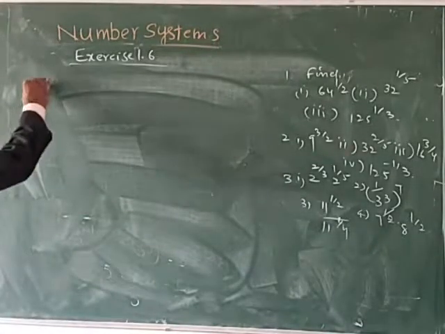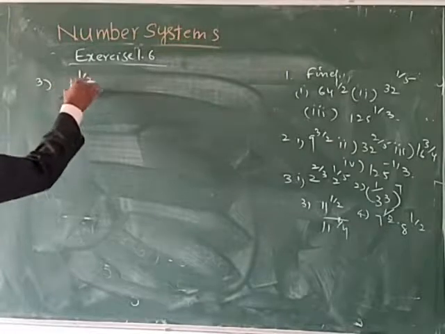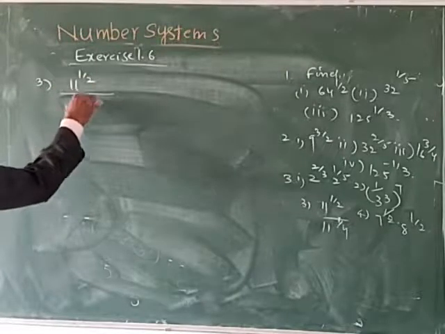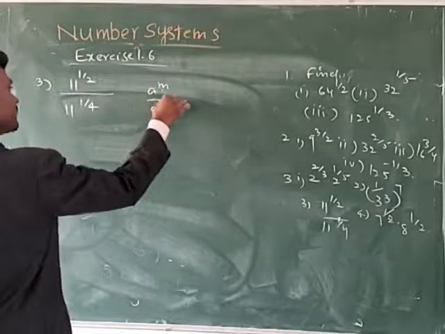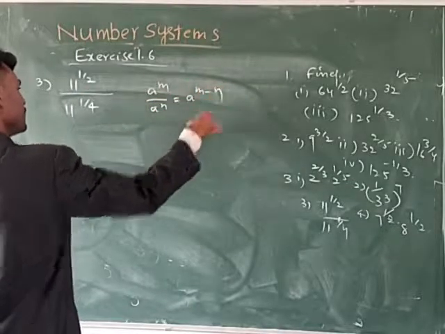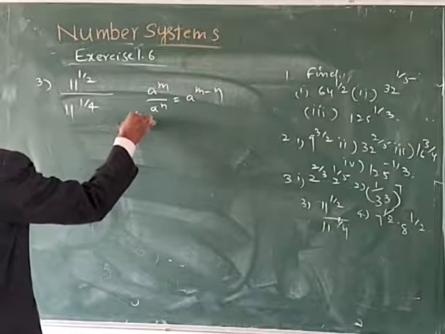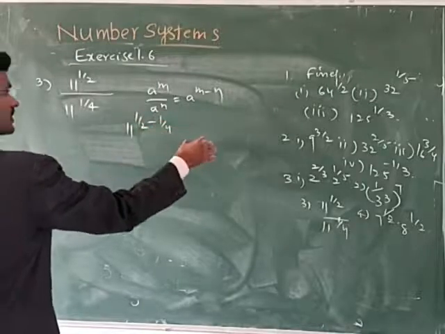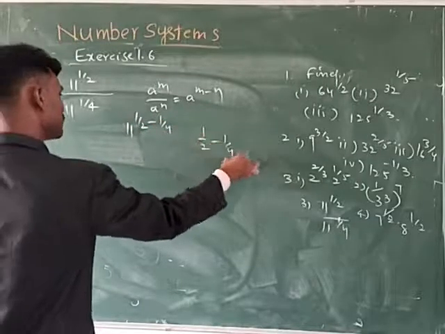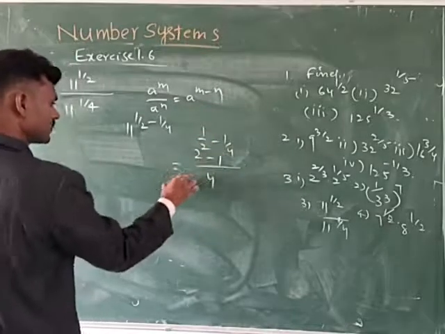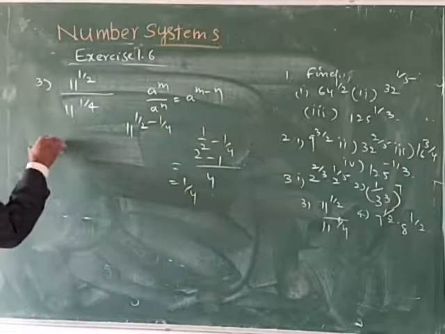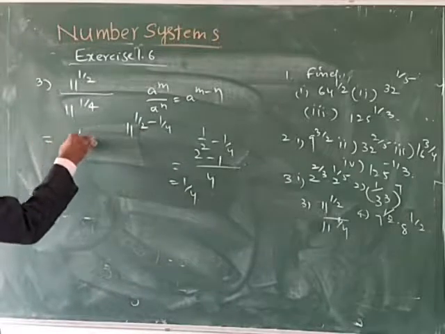Next, the third one: 11 power 1 by 2 by 11 power 1 by 4. Here also a power m by a power n is equal to a power m minus n. Here 11 power 1 by 2 minus 1 by 4. Write here separately 1 by 2 minus 1 by 4. Take LCM 4. 2 how many times? 2 times. There is 1. Here 1 by 4. Now this is written as 11 power 1 by 4, the answer.